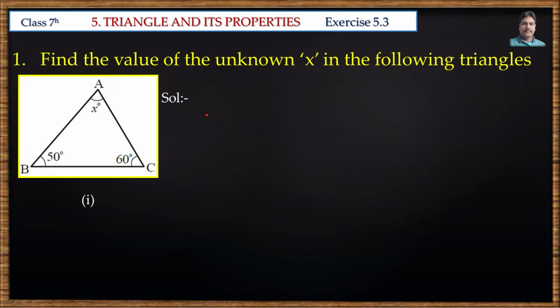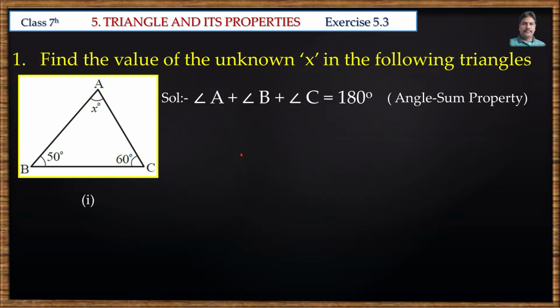Here we know that angle A plus angle B plus angle C is equal to 180 degrees by the angle sum property. Angle A is x, angle B is 50, angle C is 60. So, x plus 50 plus 60 is equal to 180 degrees. Here 50 plus 60 becomes 110 degrees. So, x plus 110 is equal to 180 degrees.